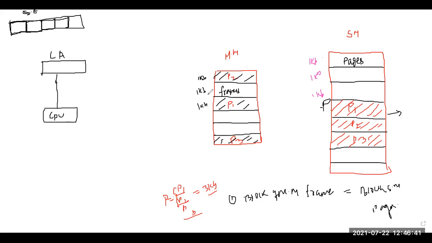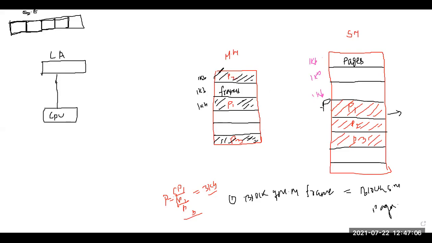So now we can clearly see that when the process P is stored in main memory, it is not stored in a continuous manner. Now you can see the process P's part P1 is stored here. Where is P2 stored? It is stored here. And where is the P3 part stored? It is stored here.